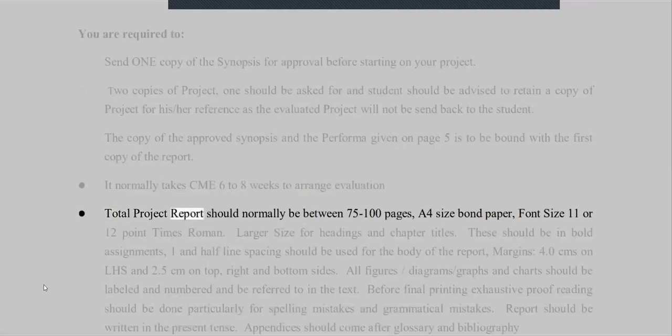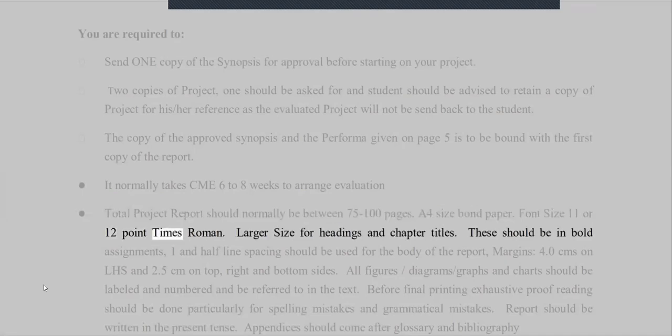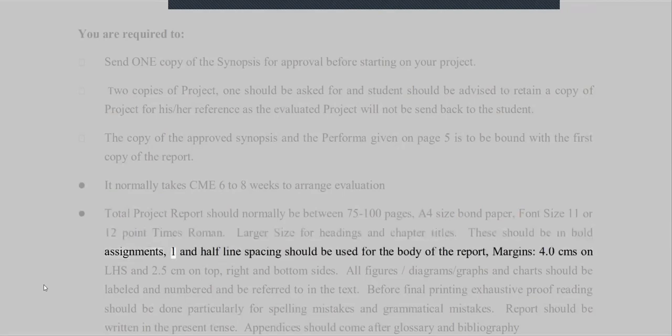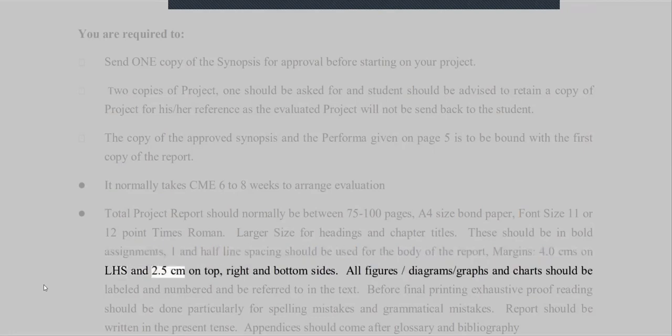Total project report should normally be between 75 to 100 pages, A4-size bond paper, font size 11 or 12 point Times Roman. Larger size for headings and chapter titles. These should be in bold. 1.5 line spacing should be used for the body of the report. Margins 4.0 cm on LHS and 2.5 centimeters on top, right and bottom sides.